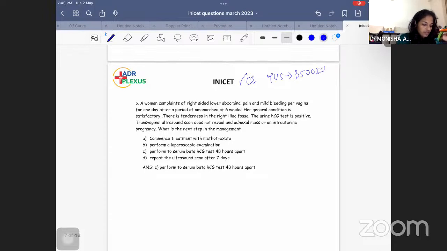Critical titer value you have to remember. And next is your transabdominal. It is 5,000 to 6,000. The apt answer is 6,000. Okay, that you stick to it, 6,000.